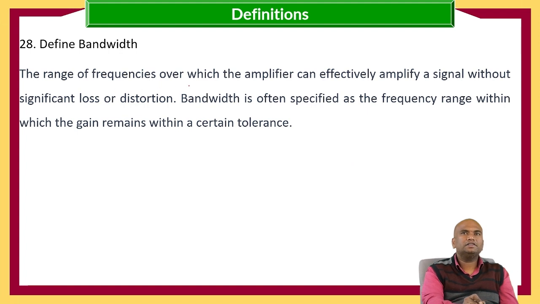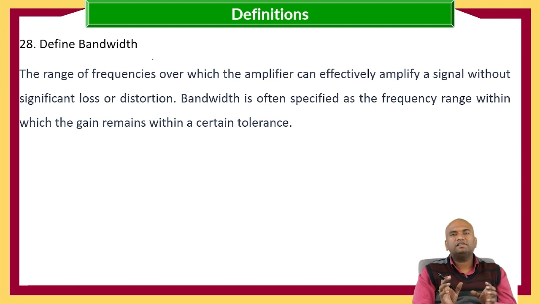Define bandwidth. Bandwidth is nothing but, as the name itself says, the width of a band of frequencies. It is the range of frequencies over which the amplifier can effectively amplify a signal without significant loss or distortion. The bandwidth is often specified as the frequency range within which the gain remains within a certain tolerance.